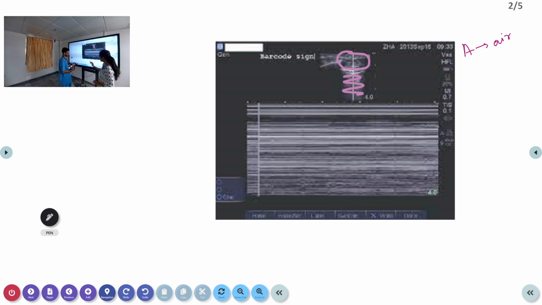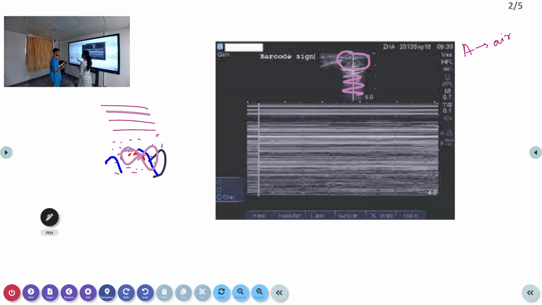So what we will see in normal scenarios is some lines like this in M mode, and here we will be seeing lots of dots. What is this called? Seashore. This is the seashore sign. This is the sea with the waves, and these are the dots. That means this portion is not moving. This is moving, so it looks somewhat hazy.